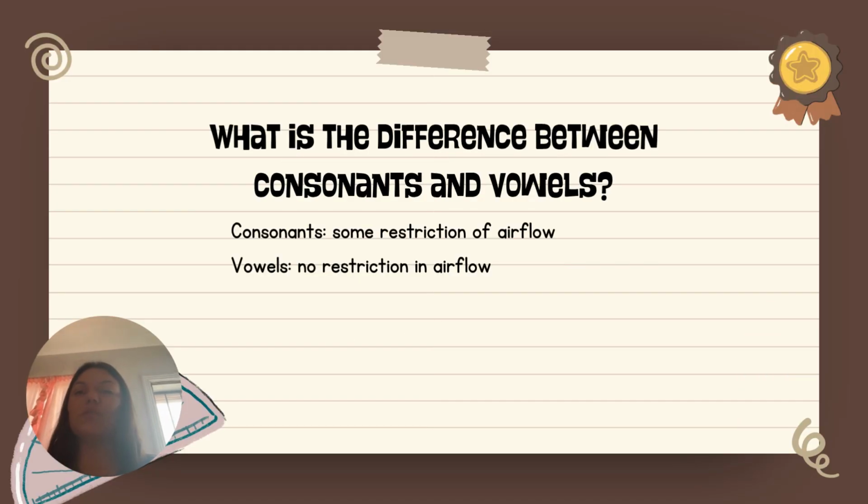What is the difference between consonants and vowels? Well, in consonants, there are some restrictions of airflow. Some examples could be in the sounds sh, j, v. There's more use of the vocal tract. However, when it comes to vowels, there is no restriction of airflow.